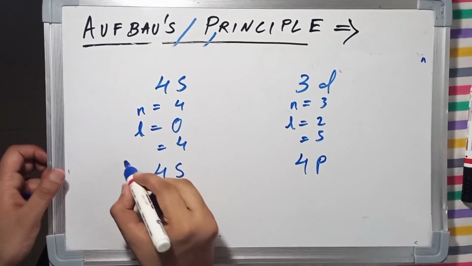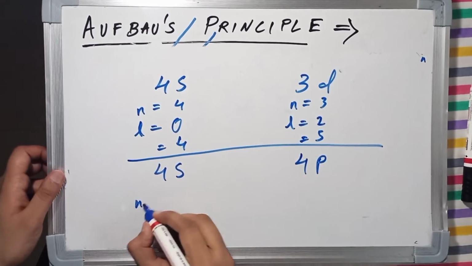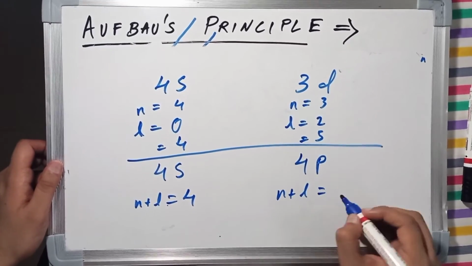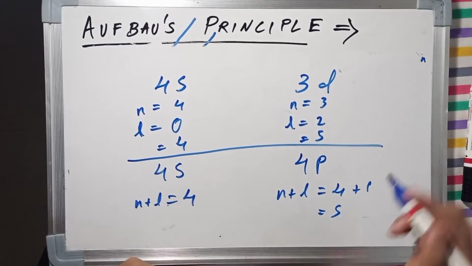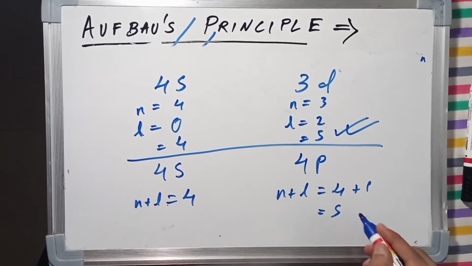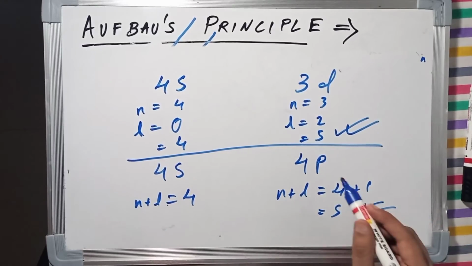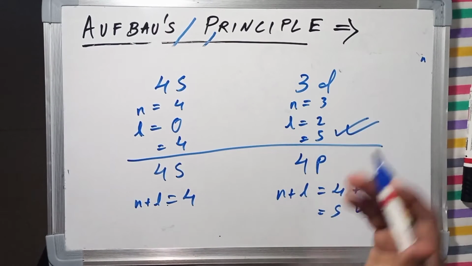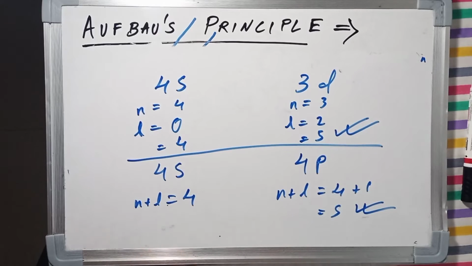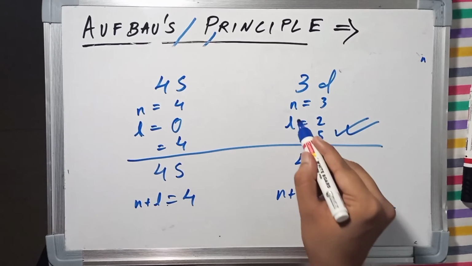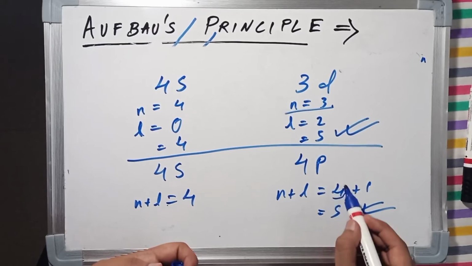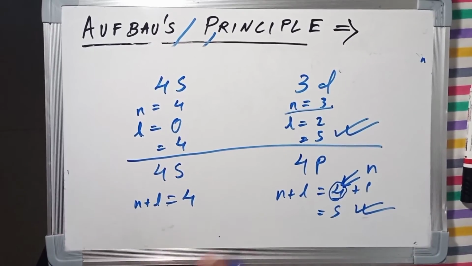Now 4s and 4p. Again, the n plus l value of 4s is 4, and for 4p it is 4 plus 1, 5. 3d also has 5 and 4p also has 5, but as stated earlier, in case of such a conflict, we decide according to the lesser value of n, the principal quantum number, or shell number. 3 is smaller than 4, so 3d is filled before 4p.